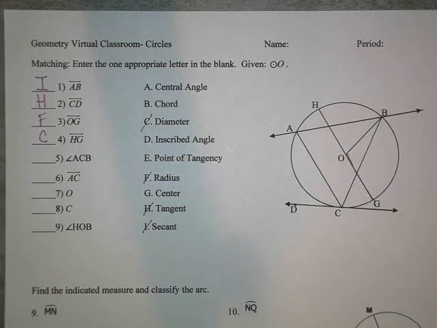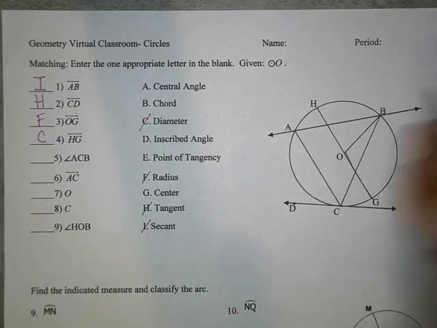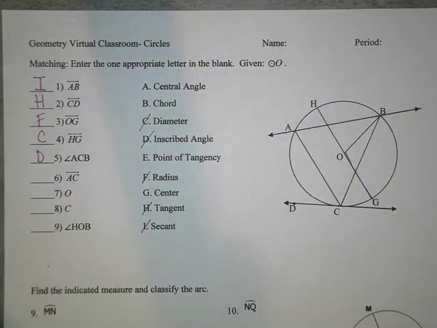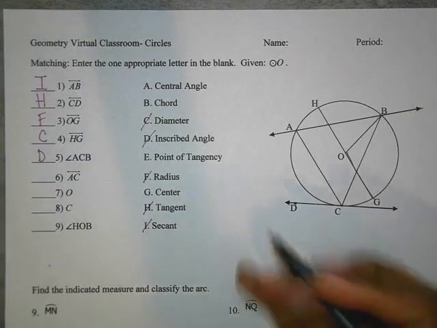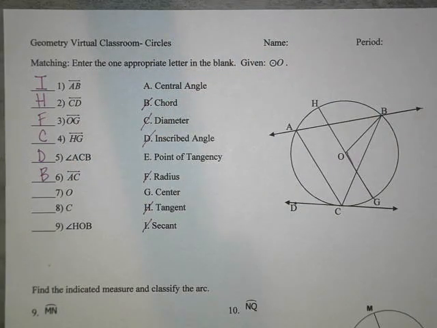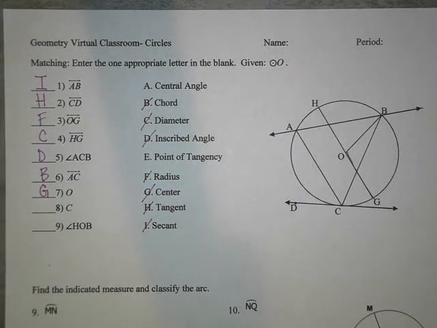Number 5, angle ACB. Because our vertex is on the circle, that is an inscribed angle, letter D. Number 6, AC, is a chord. It does not go through the center of the circle, but it touches both sides. Letter O is my center. Letter C is my point of tangency.